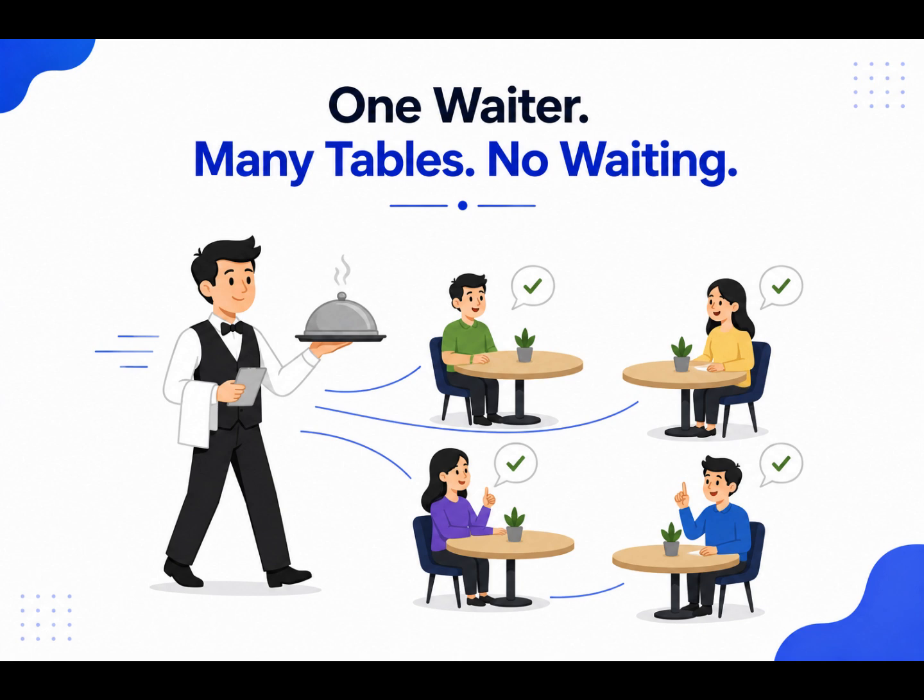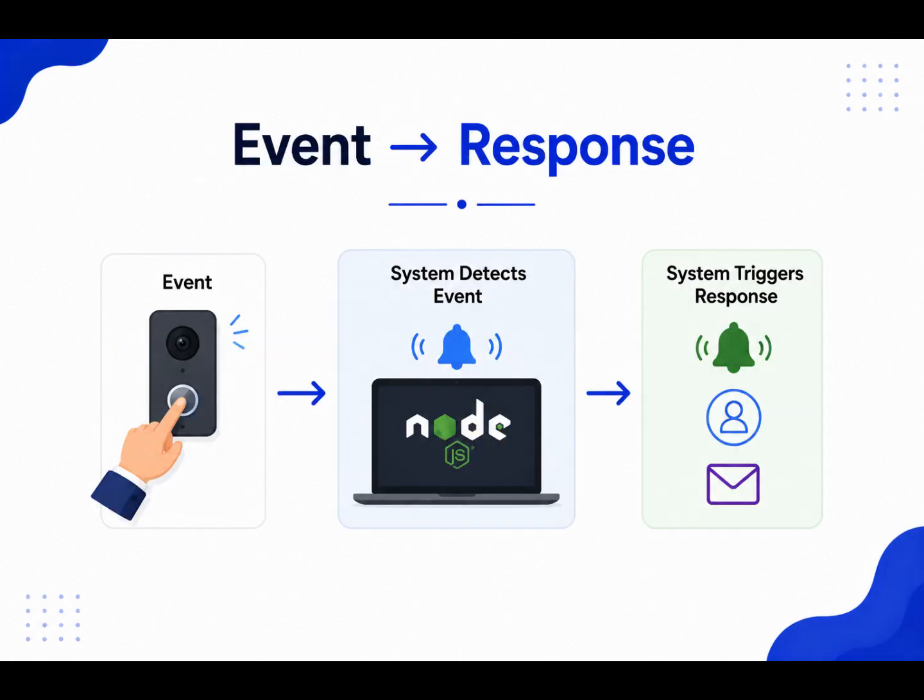We'll discuss more about asynchronous and non-blocking I/O in our following videos. Event-driven architecture. Think about a doorbell. When someone presses it, an event occurs and the person inside responds. Similarly, Node.js performs actions when a specific event occurs on the client side.